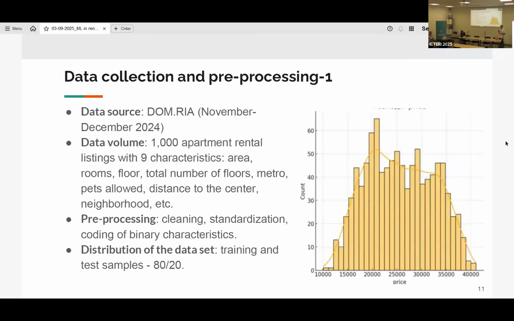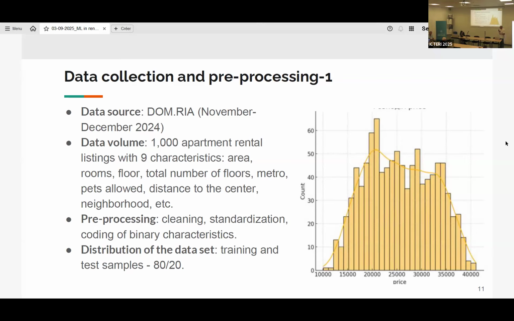So for our research, as was mentioned before, through web scraping, we gathered the necessary data from the data source. You can see it here. Due to limited time for preparation of this data set, we used only the most recent information from November and December 2024. Our dataset comprises 1,000 apartment rental listings with 9 characteristics: area, rooms, floor, total number of floors, metro, distance to the center, neighborhood, and price of the house. In this case, the house price is the dependent variable, and the rest of these variables are predictors.